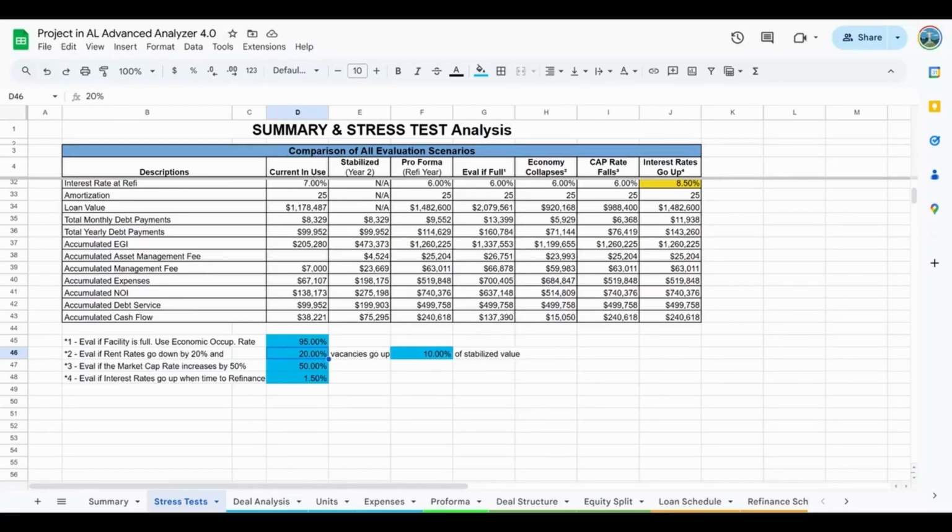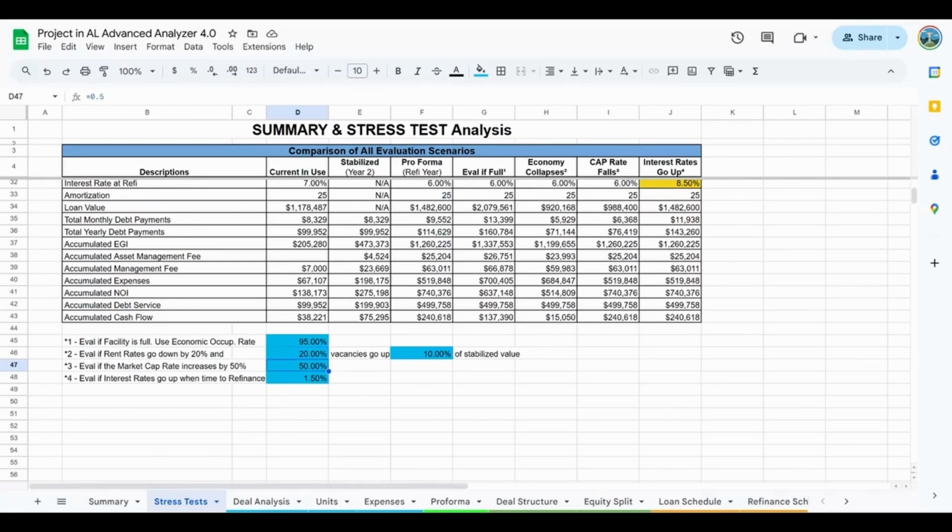Scenario 2 is going to evaluate if the economy collapses. And that is defined as the rent rates go down by 20% and the vacancies go up by 10%. And those are based off the stabilized values. And you can change these here to make it even worse or better, depending on how you think the facility will perform during an economic collapse.